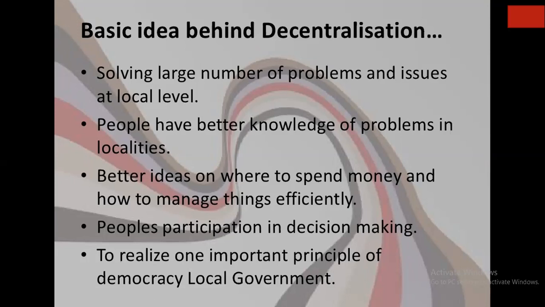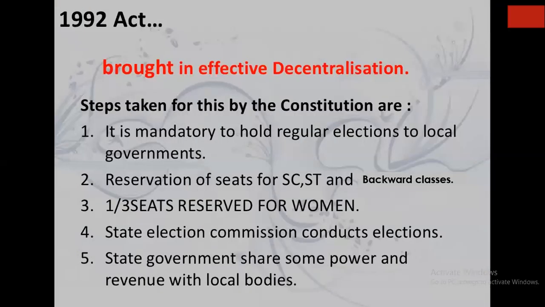The other thing is better ideas on where to spend money and how to manage things efficiently. That is also done by the local government. Then there is people's participation in decision making. If it's a municipality or a small village or small district, people can give their participation in decision making. Next, one important principle of democracy, for the people, by the people and to the people, is realized under local government. That is very effective when it is a local government.